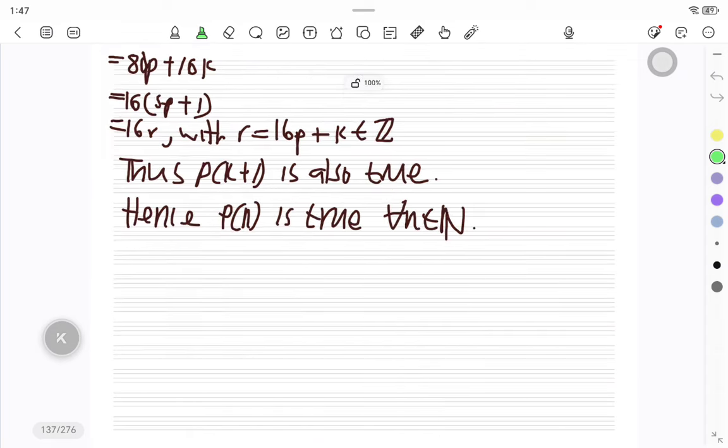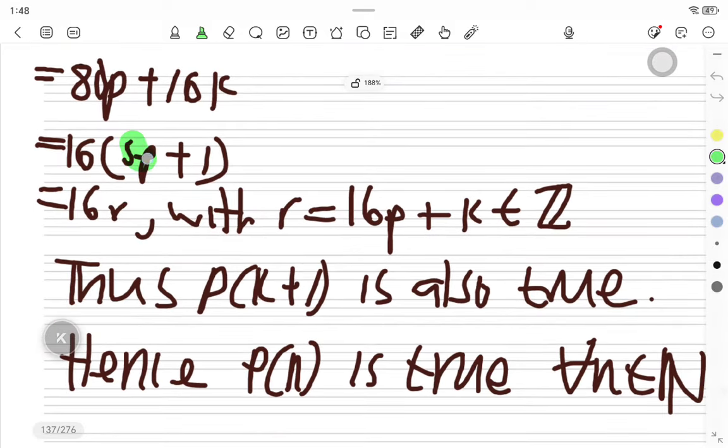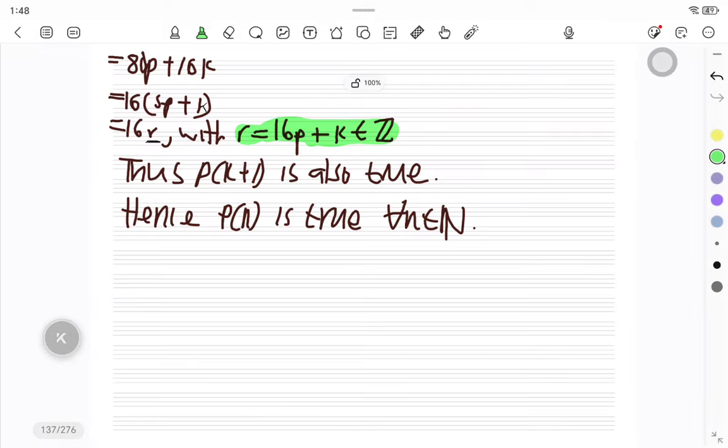Then we replace this by r. Remember, we're dealing with r from the beginning. We picked r, so we replace this by r, with r an element of the integers, and remember this is k. This is very important: say r is an element of an integer after replacing. Thus, P of k plus 1 is also true, hence P of n is true for all n an element of the natural numbers. Right?